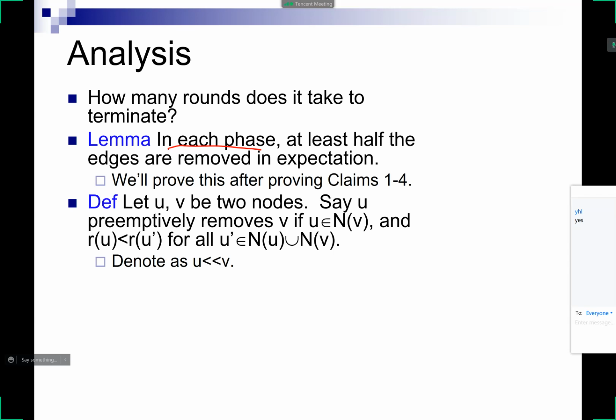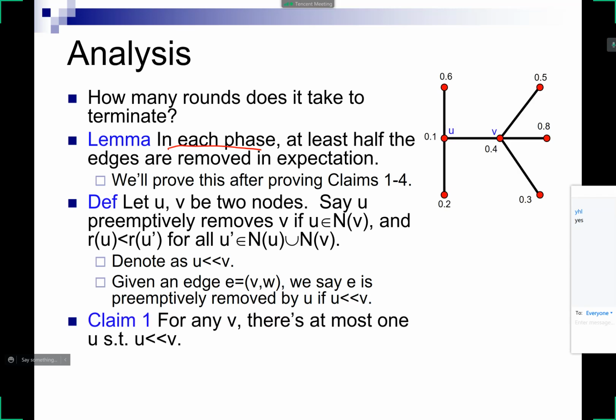Okay, so before we do that, we need to define something. Let's say that you have two nodes u and v. I've got a picture over here, where we've got u and we've got v. Then we're going to say that u preemptively removes v if, first of all, u is a neighbor of v, and furthermore, u's value is less than u prime's value for all nodes u prime which are either neighbors of u or neighbors of v.